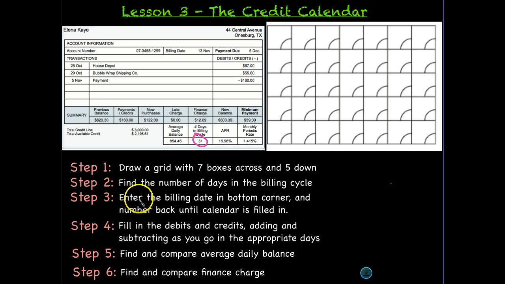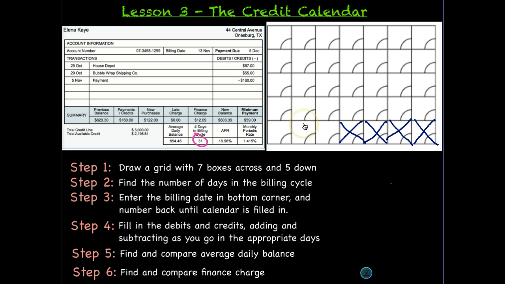Now we want to enter the billing date in the bottom corner and number back until the calendar is filled in. Well, there's only 31 days in the billing cycle, and I have 7, 14, 21, 28, 35 days here. So I won't need this date, or this date, or this date, or this date. So 35, 34, 33, 32. This would be then 31 days from the top down to here. So these squares I can gray out or X out to know that I won't be needing them.